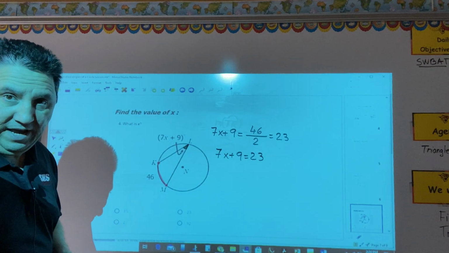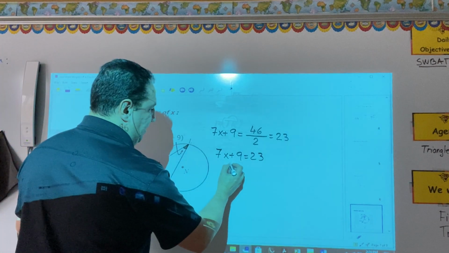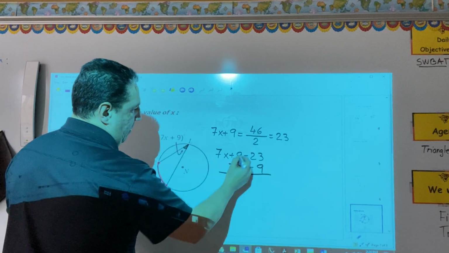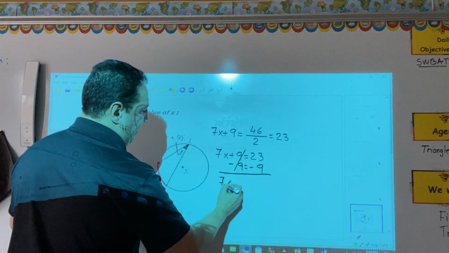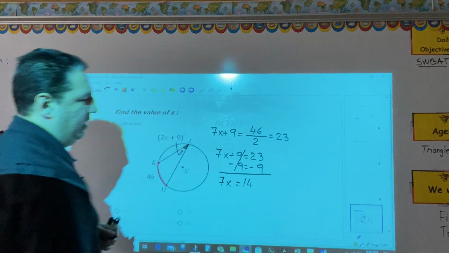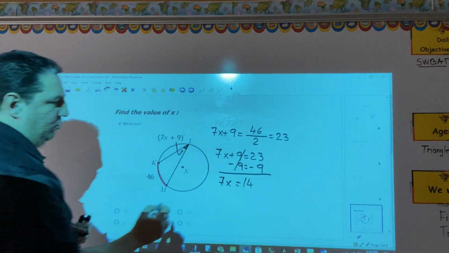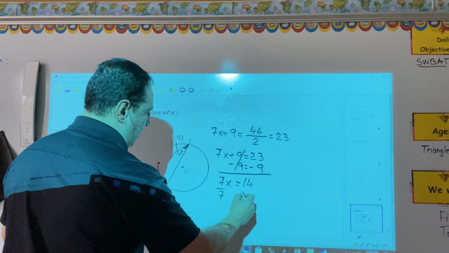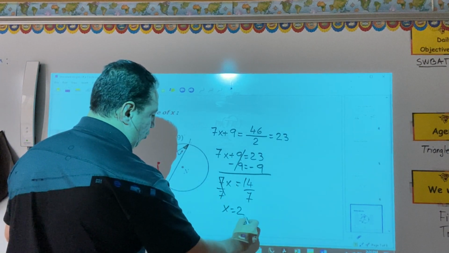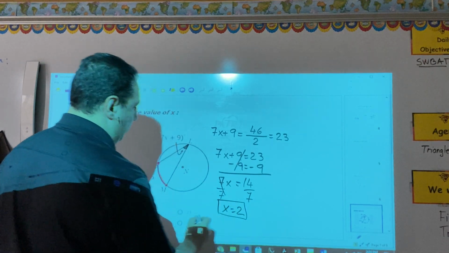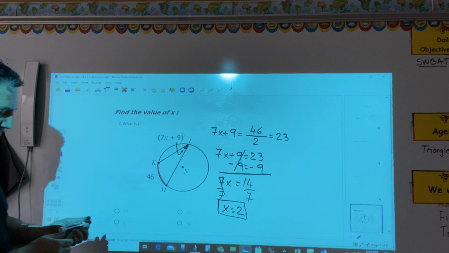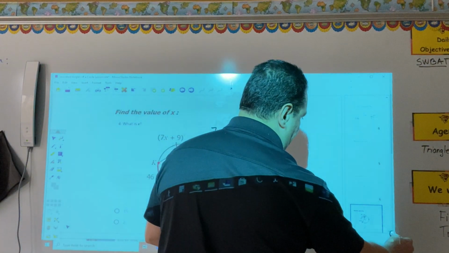Then we solve for x. We subtract 9 on both sides. We get 7x equals 23 minus 9, which equals 14. Then to get x, we divide by 7, and we get x equals 2. Good. And another example.